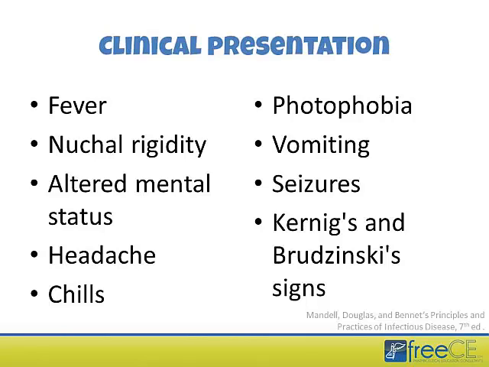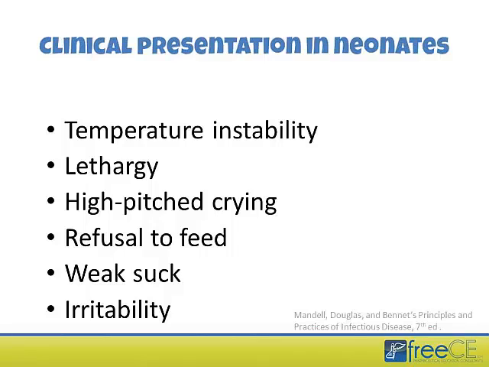And so I practice in the adult population, but I do think it's an important thing to give you a bit of an insight into how neonates might present, because certainly they're not able to tell you, yes, I've got some neck rigidity or I've got a headache. So some of the things that you can look for in neonates is temperature instability. They also may be lethargic. They might have a high-pitched cry, refusal to feed, or a weak suck. And they might be very irritable.